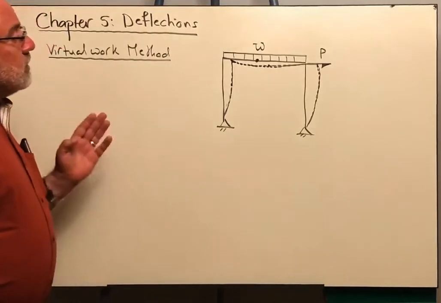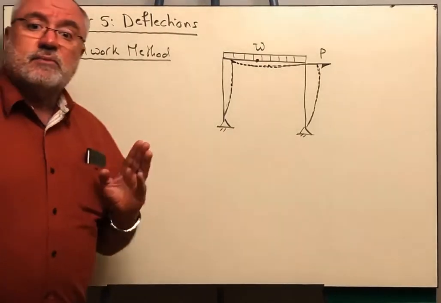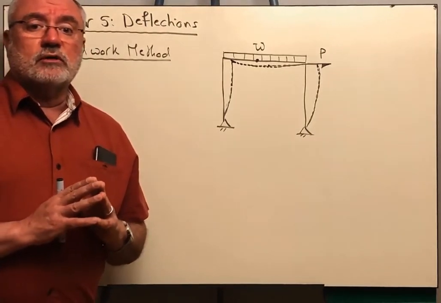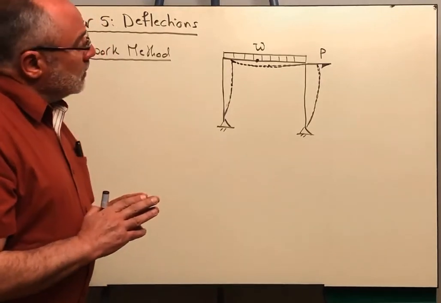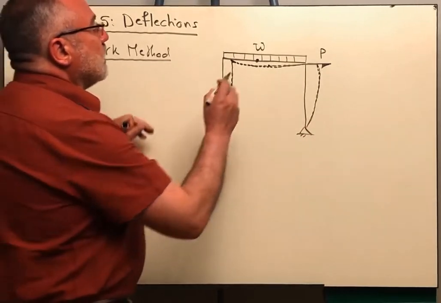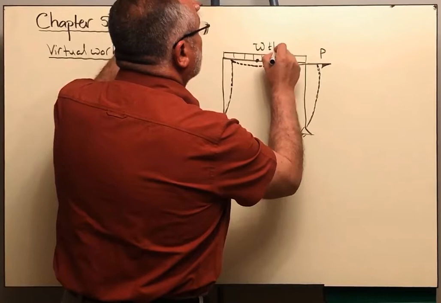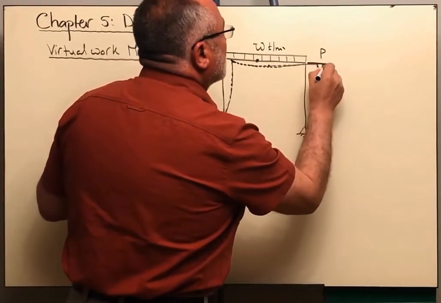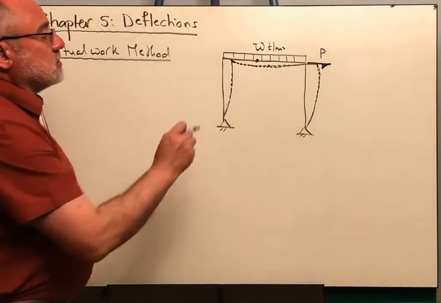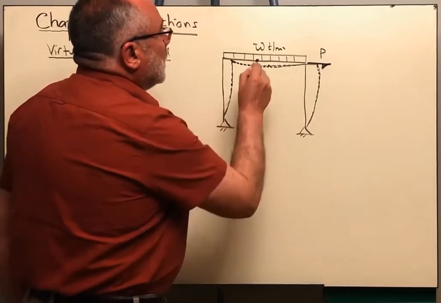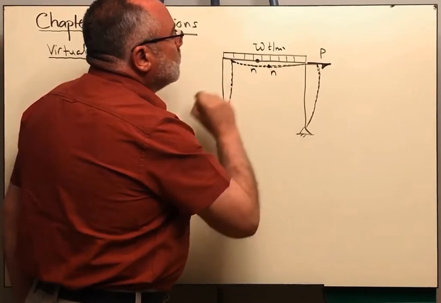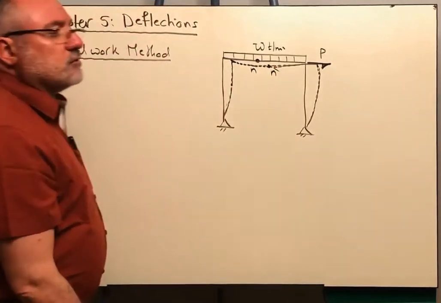Now, in this method, let me first explain for you the concept, and then we're going to start today solving problems on deflection of trusses. Suppose that we are having a frame like this, subjected to a uniform load W in ton per meter, and a lateral concentrated load P. The deflected shape that is expected will be something like this. If we marked a point here N, this same point will move to this position N dash after deflection.